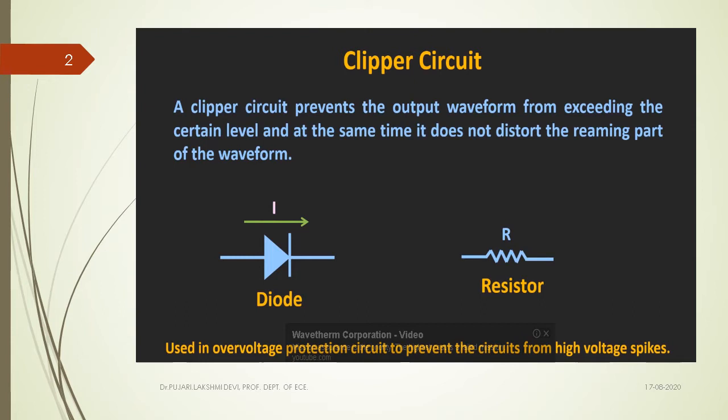Here is the diode symbol. The direction of current flow we are showing here as I, and here we have a resistor. So a clipper circuit, with the combination of this diode and resistor, in general we can use for clippers. Here the waveform has certain deviations from its original shape, but there is no chance for other parts of the waveform to be changed in the clipper's output.